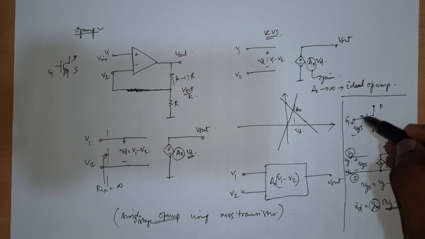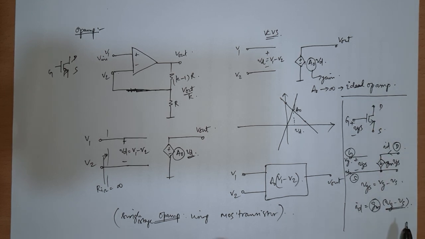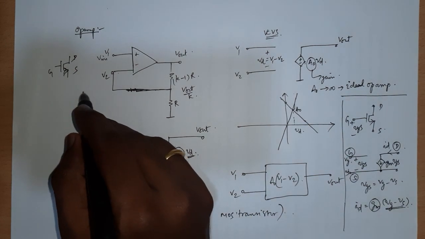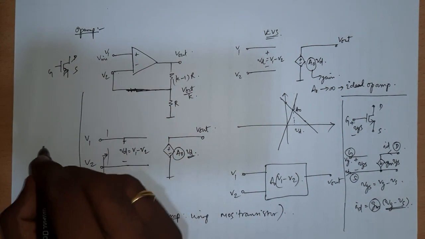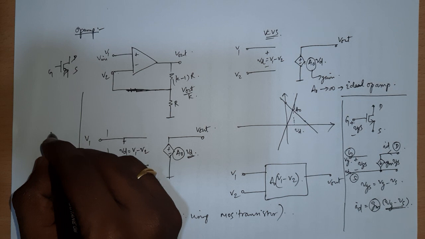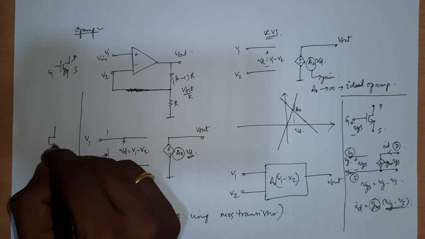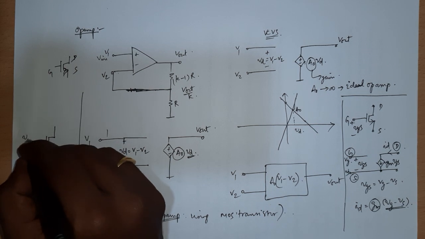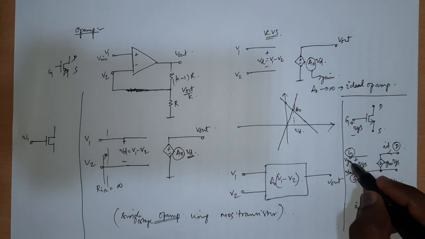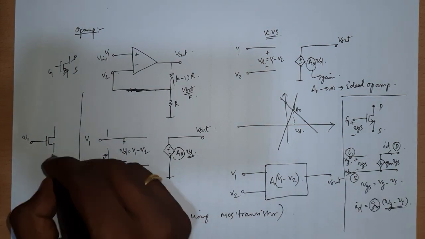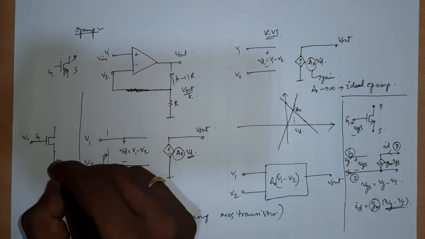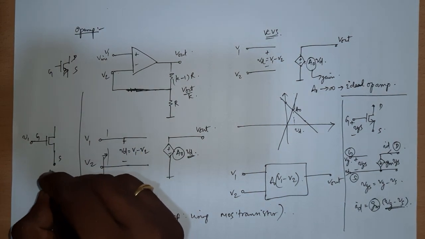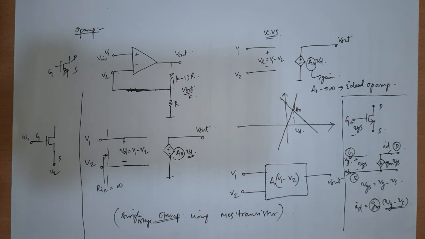But why can't we use just a single transistor? The reason is the following. Say I use a single transistor. Here I have to give one input, let's say V1. This is one input. Instead of VG I am giving V1 here, and this is the gate, this is the source, and instead of VS, I am going to give V2. These two inputs I have given.